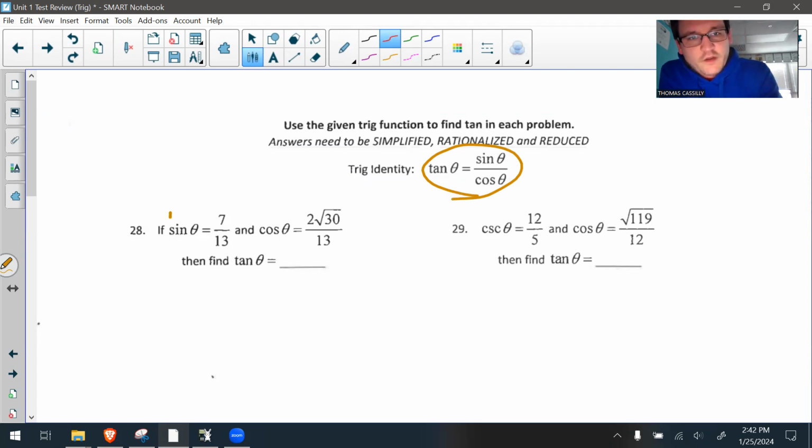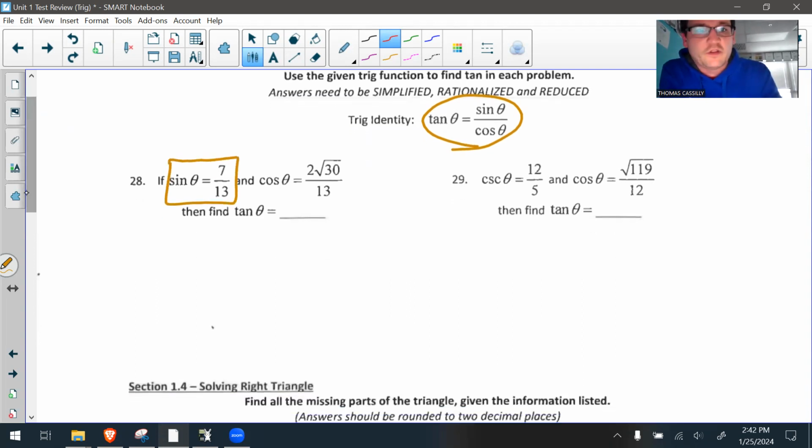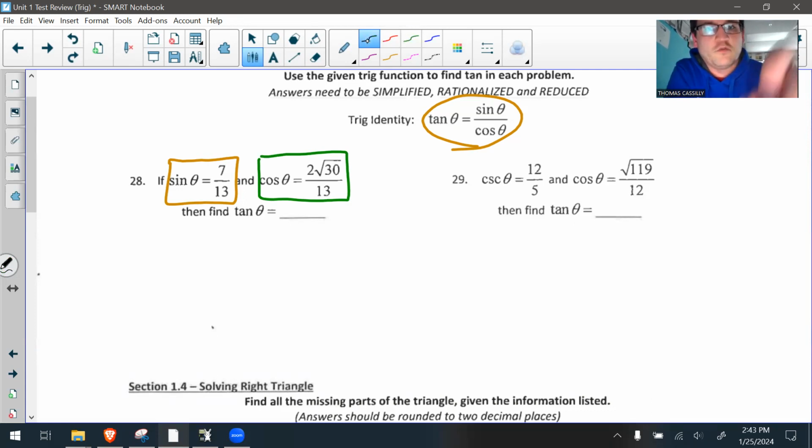So they're telling us right now, they're saying, hey, the sine of theta, whatever theta is, I don't know what the angle is specifically. I just know that the sine of theta is 7/13. And I also know that the cosine of theta is 2 square root of 30/13. Now, what I can do is I can take both of those and I can divide them.